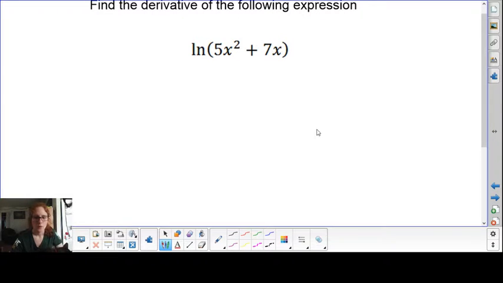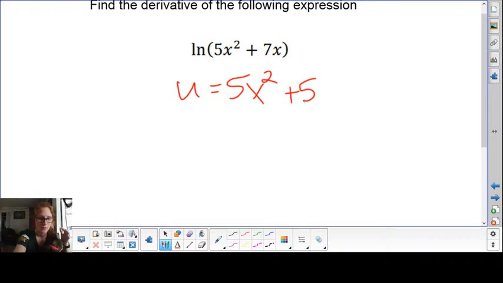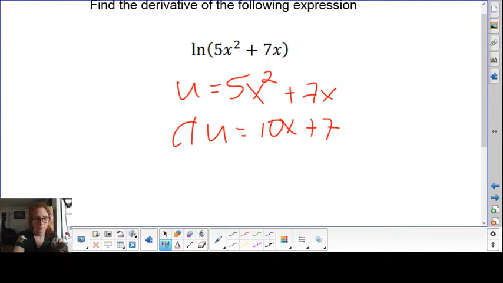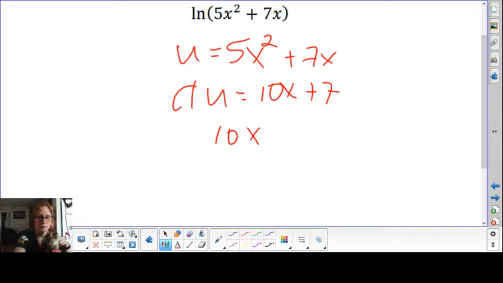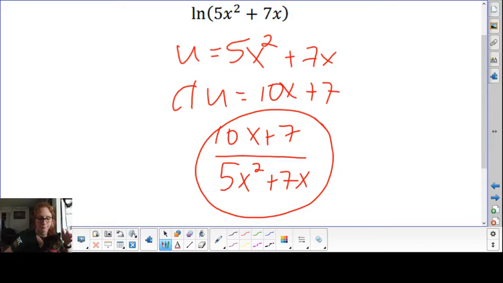Okay. We're going to go ahead and talk about using that u substitution stuff, kind of like what we did yesterday. So I'm going to go ahead and let my u be whatever is on the inside. So I have 5x squared plus 7x. Oops. I meant to write 7. And then the derivative of that guy is 10x plus 7. And when I take the derivative, it's just the 10x plus 7 over the 5x squared plus 7x. And we got our answer.